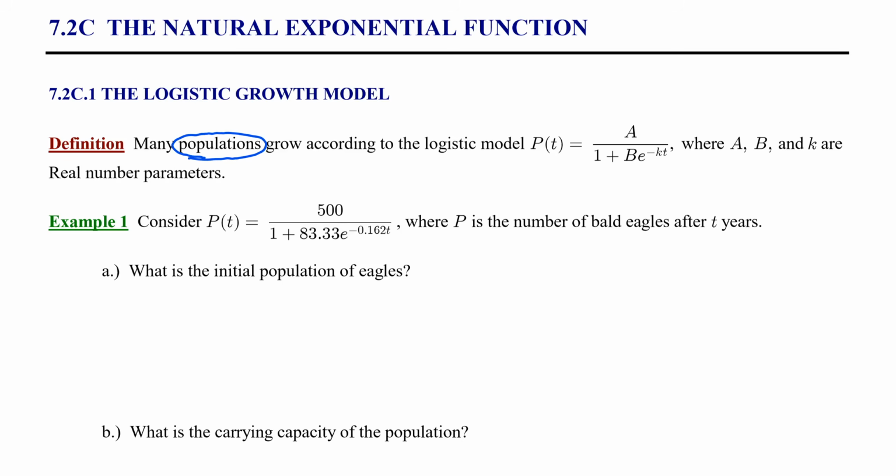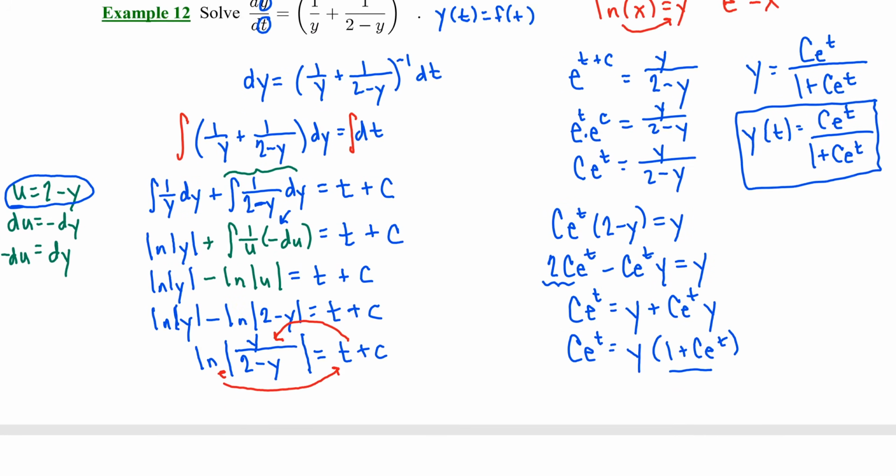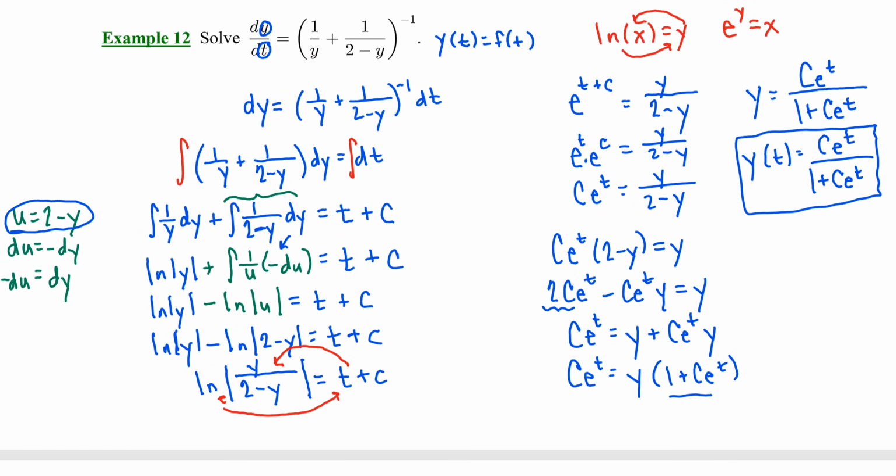For example, if we backtrack just a minute to the previous section, we solved a differential equation at the end of section 7.2b. And the result that we came up with, believe it or not, was a logistic growth model. Our result did not necessarily fit the exact mold of the logistic growth model, but we could rewrite it in the pattern of the logistic growth model presentation there.